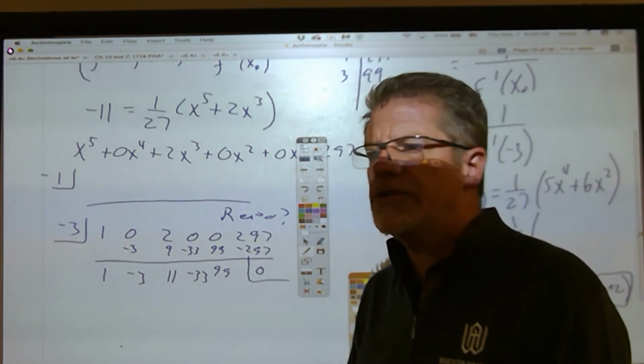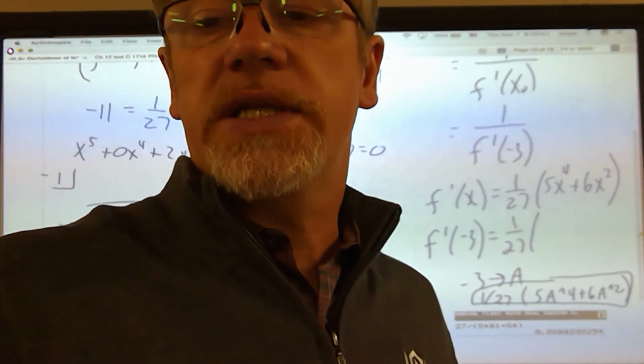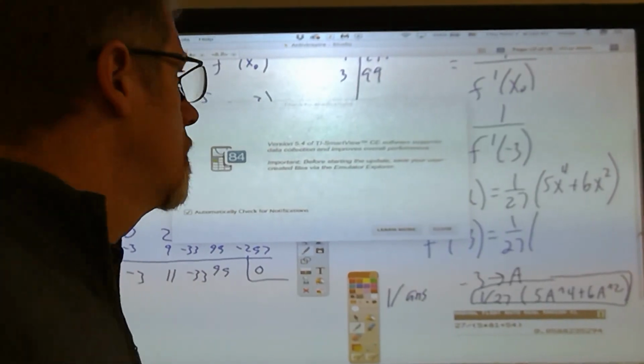Okay, so turn the page. Try problem 74 on your own. Sketch a graph of what's going on so that you can orient yourself. I'm going to pause the camera while we work this one through.